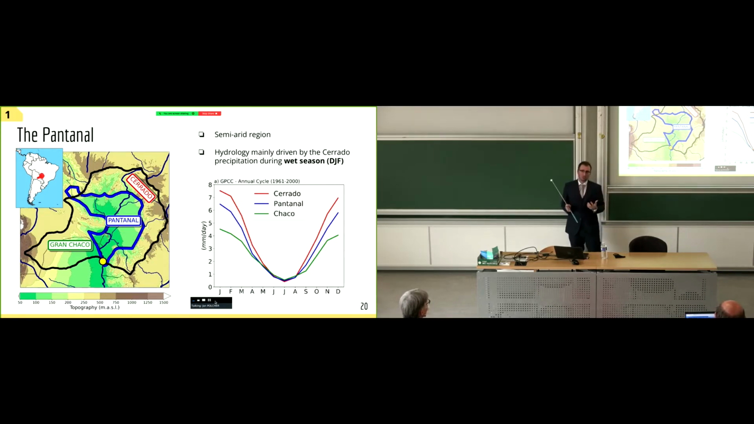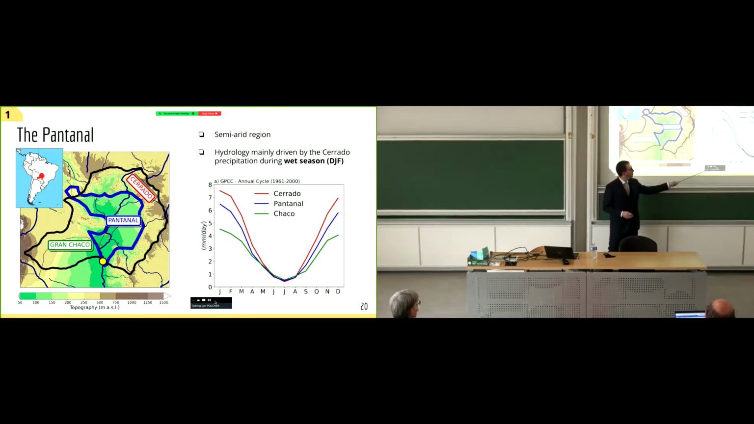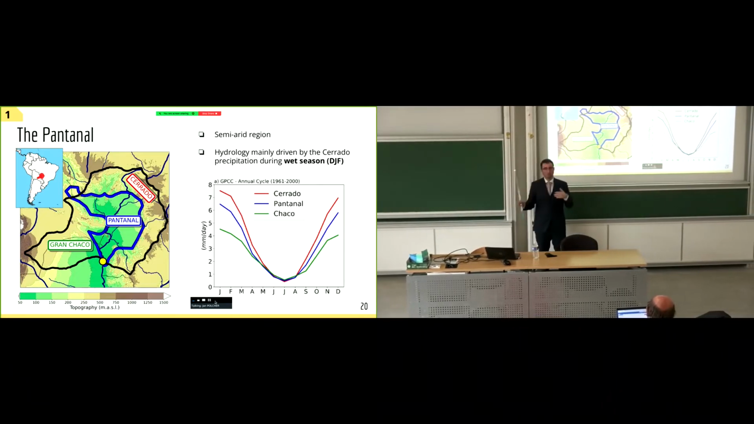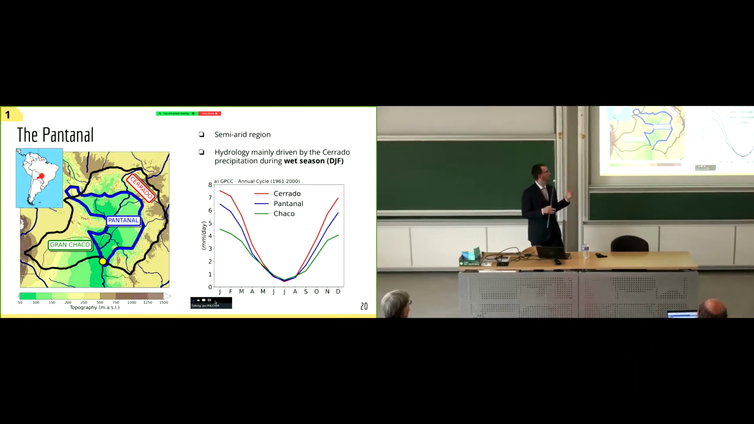It's a semi-arid region, and all these basins have the same annual cycle of precipitation, with a wet season between December and February, and a dry season between June and August. And you can see that we have the highest precipitation in the Cerrado, and the precipitation decreases towards the southwest in the Gran Chaco. And therefore, the hydrology of the Pantanal is mainly driven by the precipitation on the Cerrado region during the wet season. And this is why I will make a particular focus on this wet season throughout the presentation.